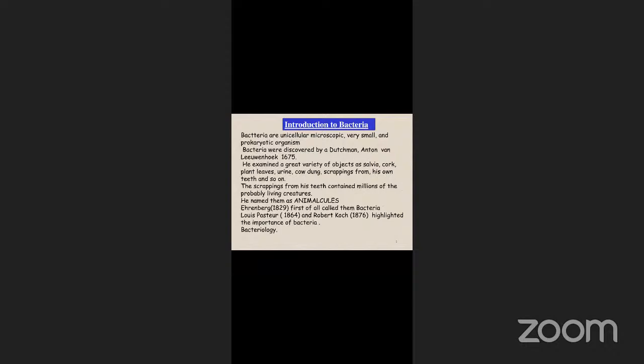Before going to, according to our syllabus, today we will discuss bacteria. Before going to bacteria, what is the microorganism? Some disturbances are there. All of you, mute your phones. Before going to bacteria, what is the microorganisms?